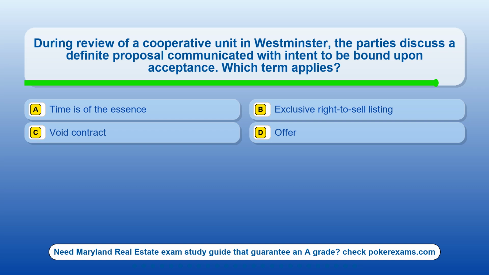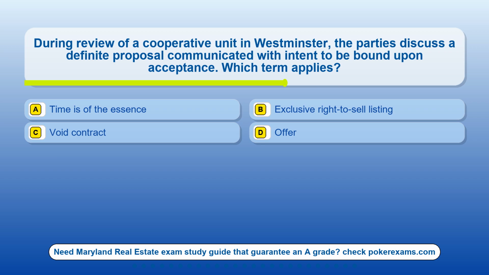Question 1. During review of a cooperative unit in Westminster, the parties discuss a definite proposal communicated with intent to be bound upon acceptance. Which term applies? Option A, time is of the essence. Option B, exclusive right to sell listing. Option C, void contract. Option D, offer.